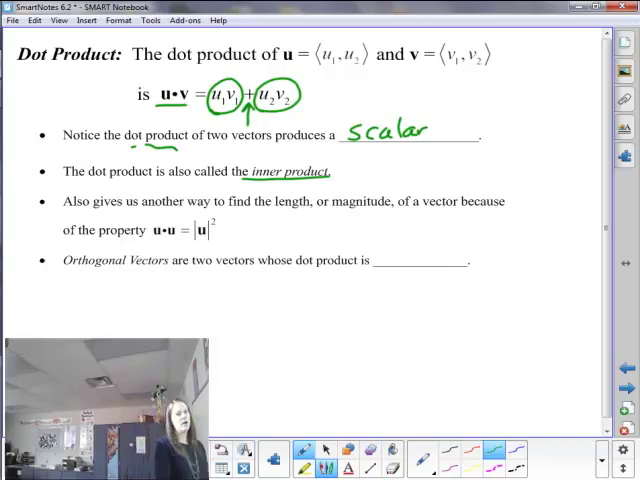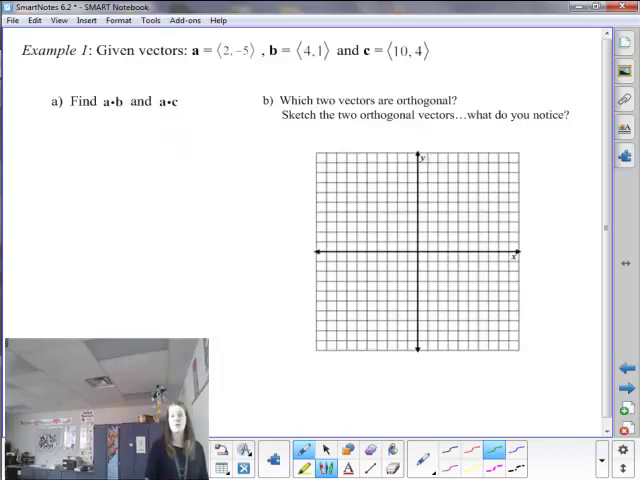And one of the quickest things that we're going to use a dot product for is to find the length or a magnitude of a vector. There's a property here, and we will come back to that when we are ready to use it. And we're going to leave orthogonal vectors blank for just a second while we try the first example.